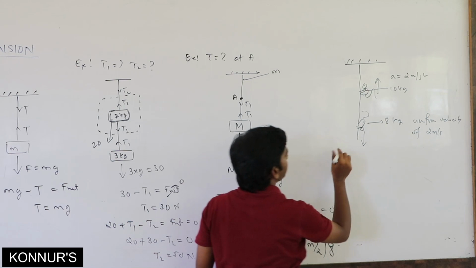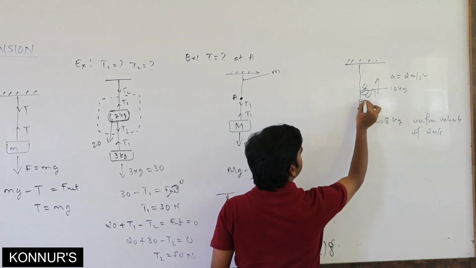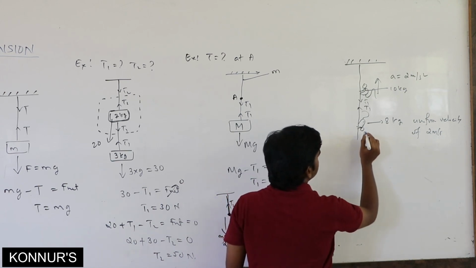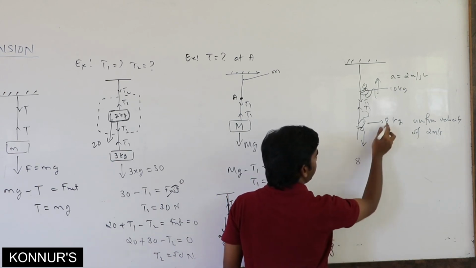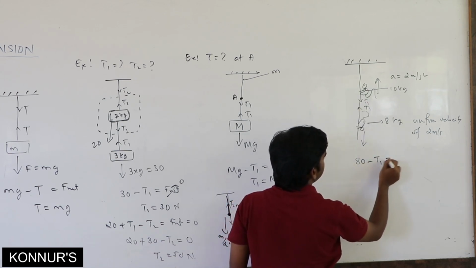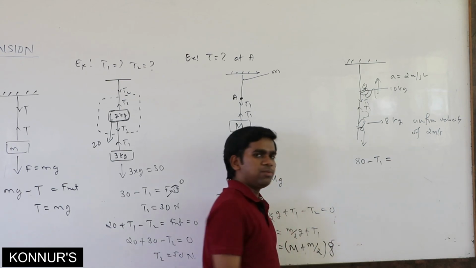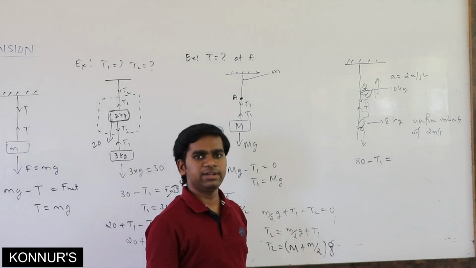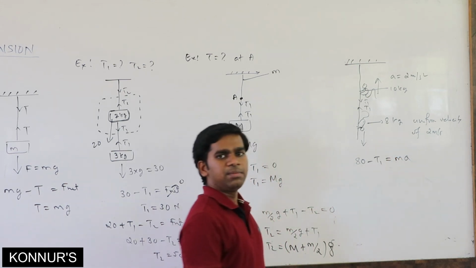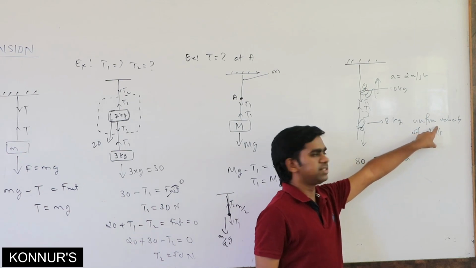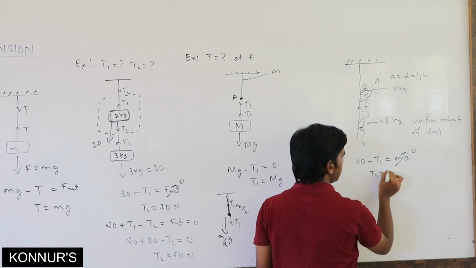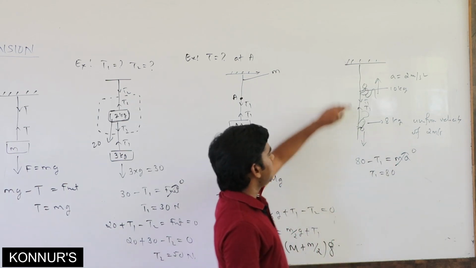Okay, so now what is tension T1 here? Downward force is 8 into g, that we can write as 80. Upward force is T1. If bodies are in motion, we cannot write it simply as 0, we have to write m into a. But the problem says uniform velocity, which means acceleration will become 0. So obviously T1 equals 80.